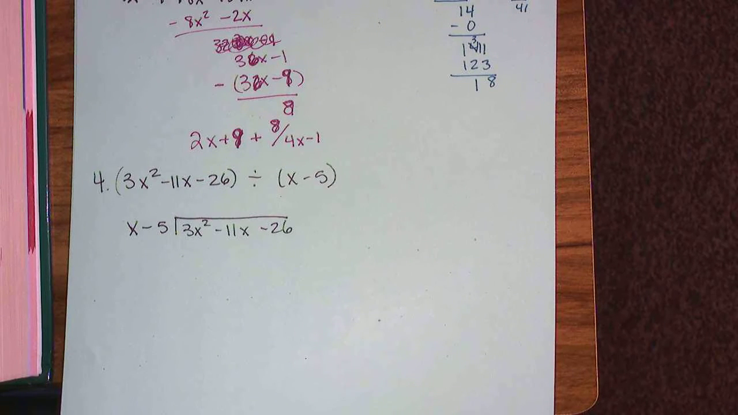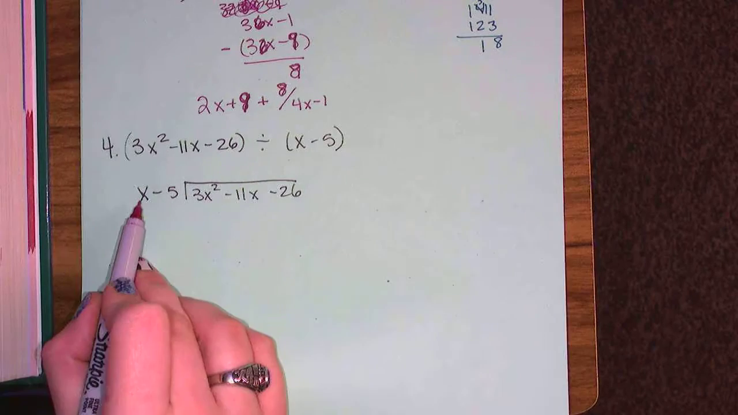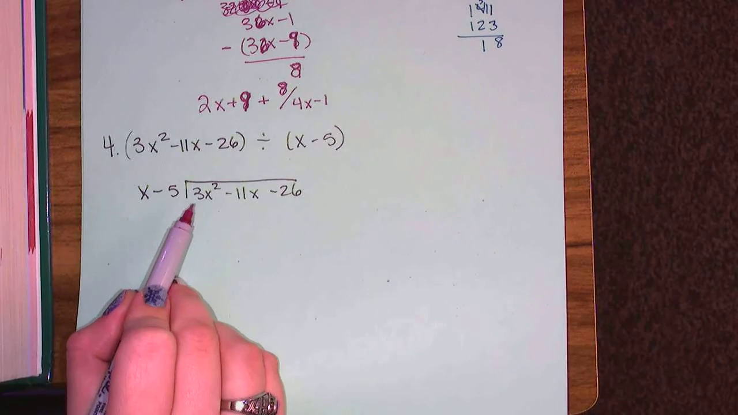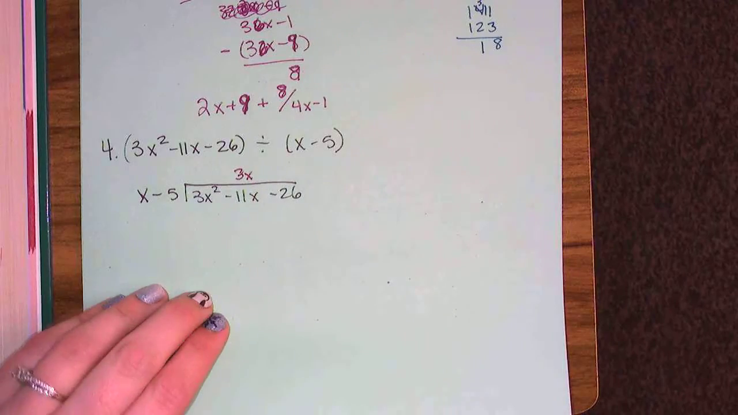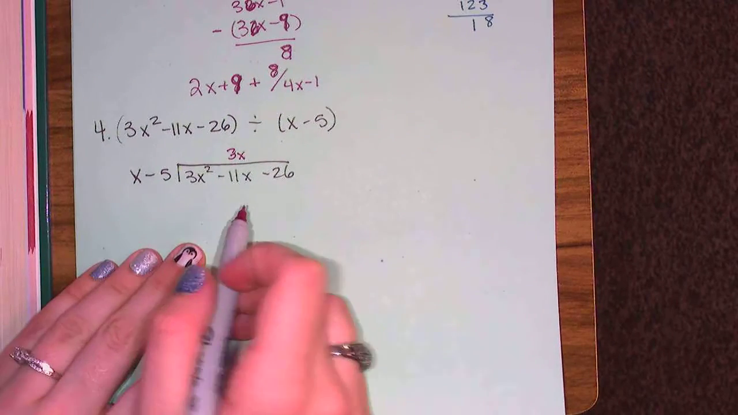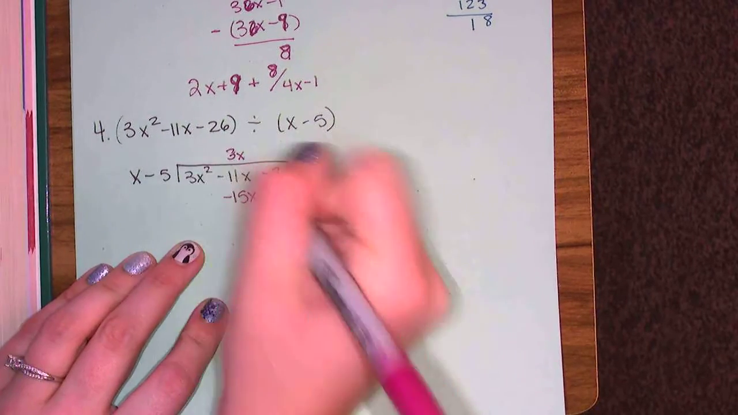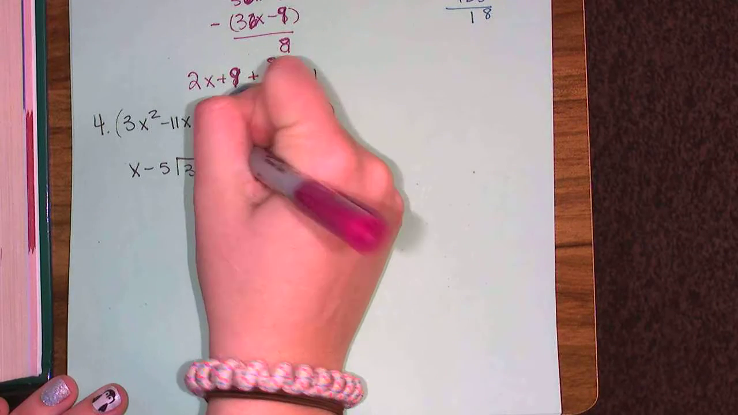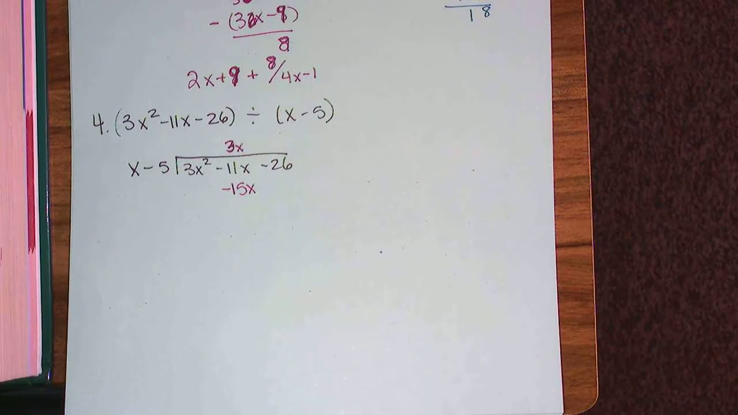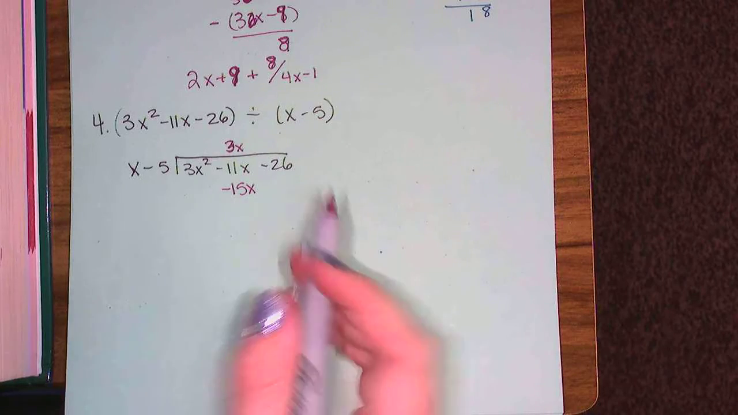Okay. Alright, so I need to get something that I can multiply x by to get 3x squared. So what do I need to multiply by? 3x, so it goes over top of the x term. So 3x times negative 5 is negative 15x. And then 3x times x is 3x squared.